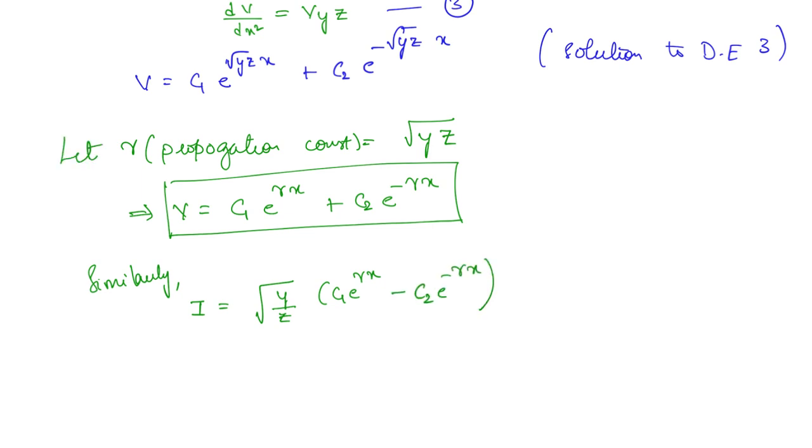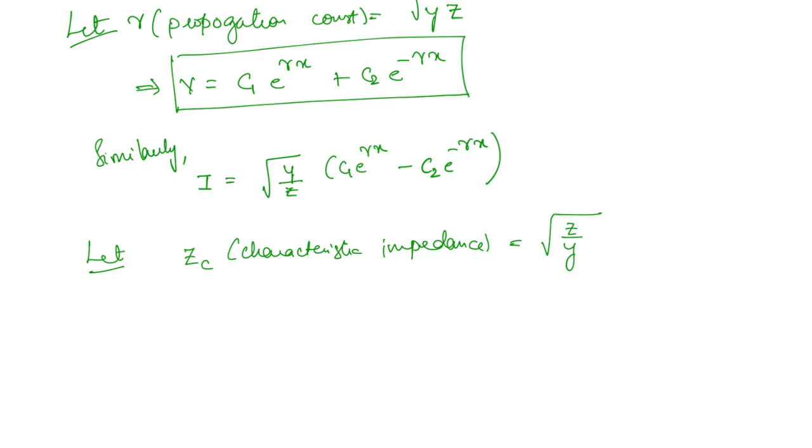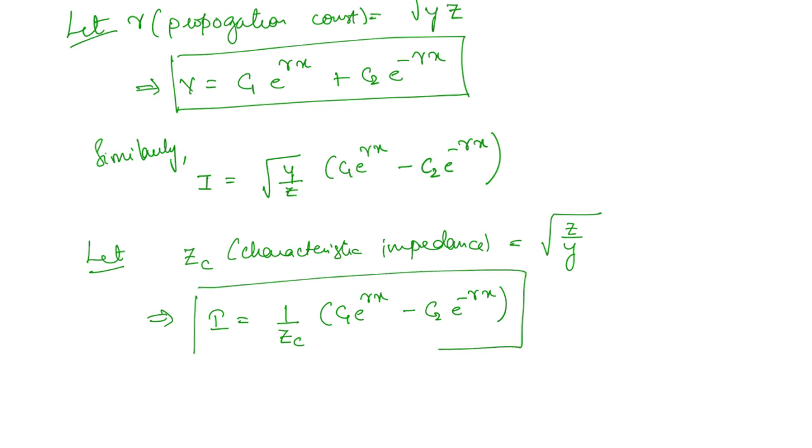Now just like the propagation constant here, we will assume another value which is the characteristic impedance ZC. So this we will take as the value root over z by y. Okay. So here root over y by z is nothing but 1 by ZC. So current you can write as I is equal to 1 by ZC times c1 e to the power gamma x minus c2 e to the power minus gamma x. This is the expression for current.